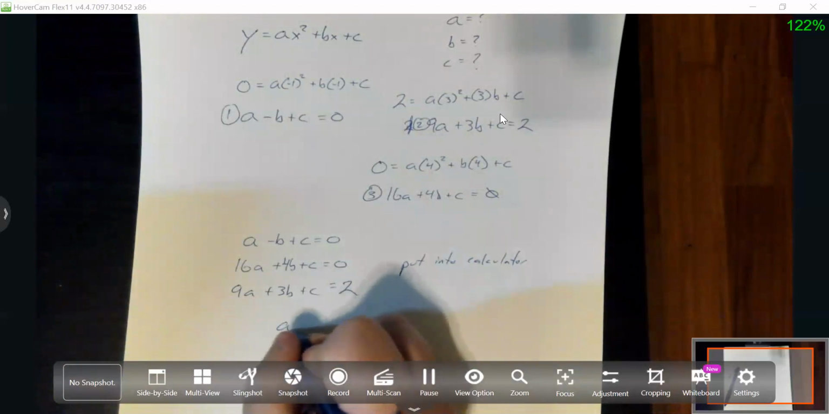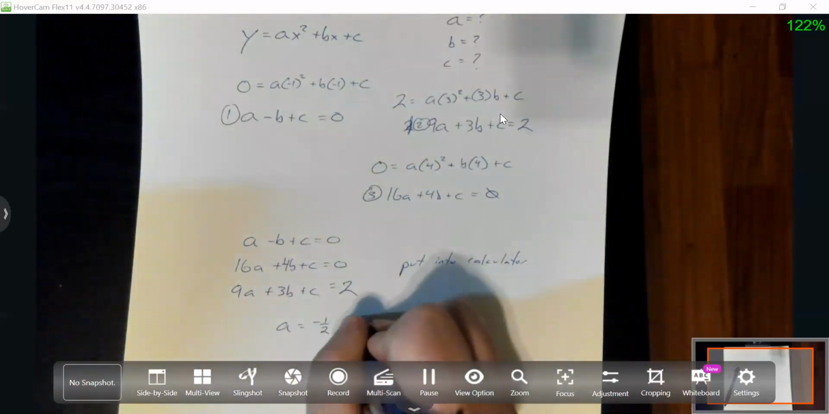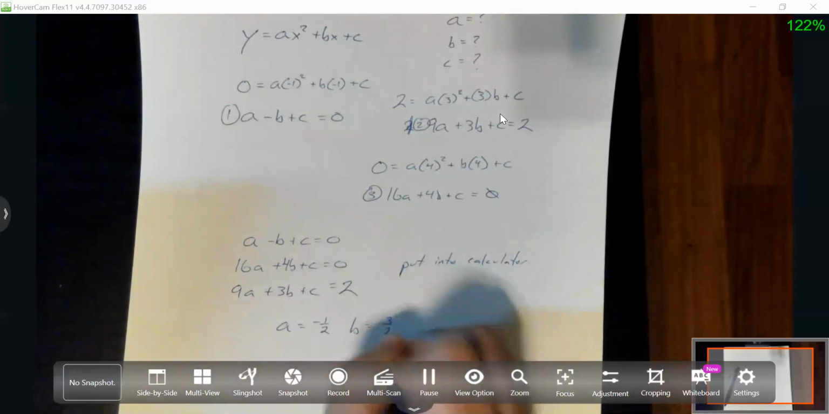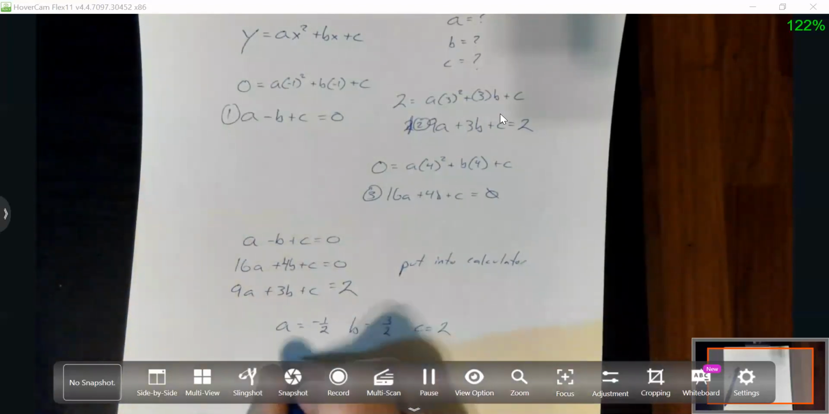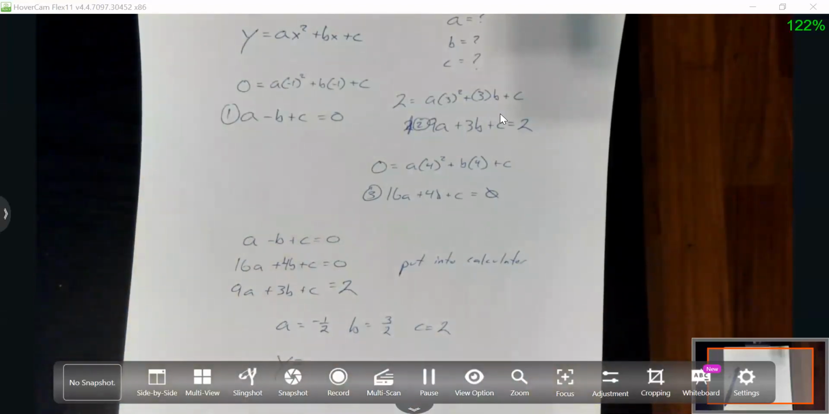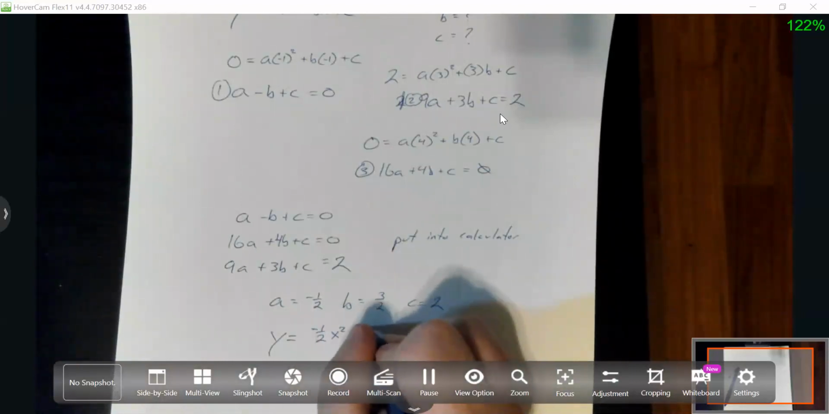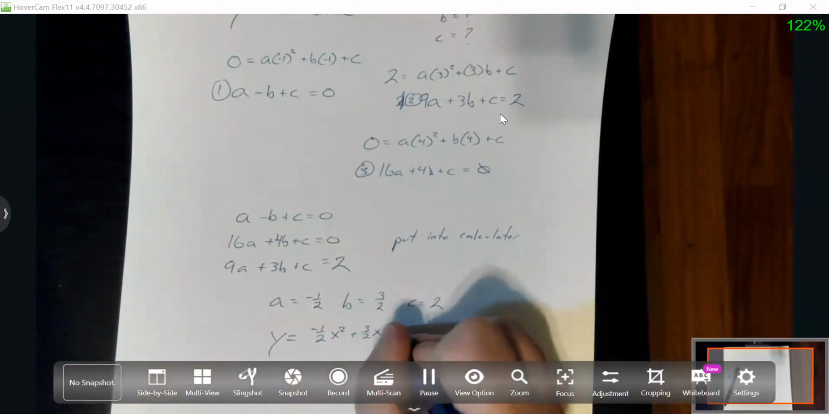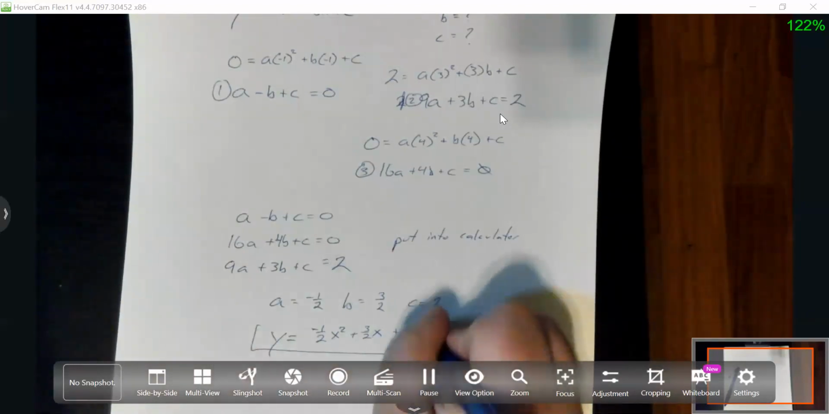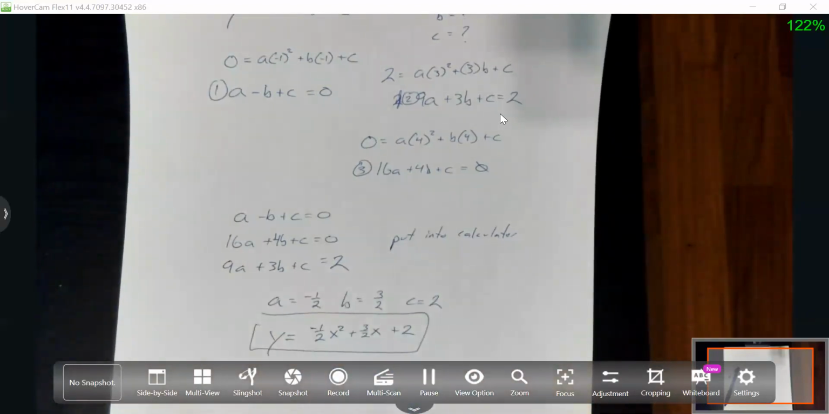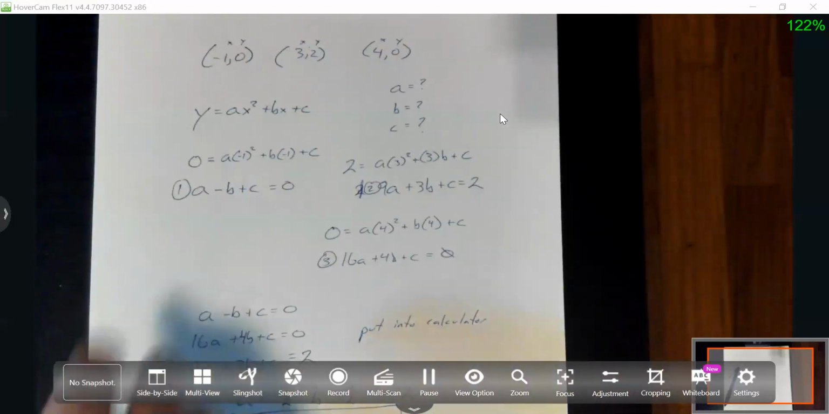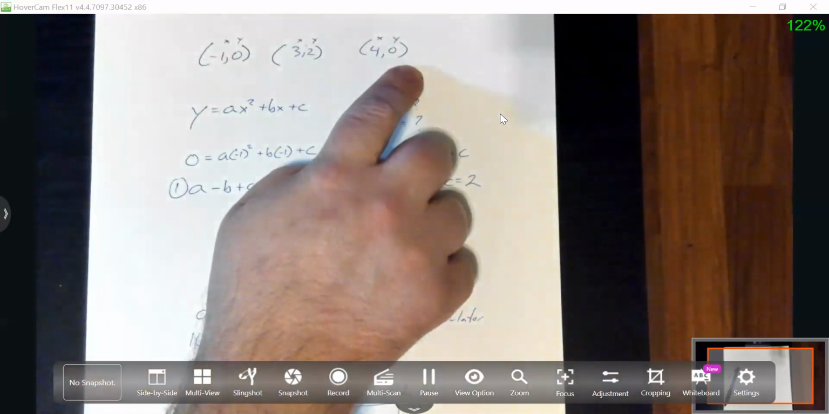And we get that A would have to equal -1/2, B would be 3/2, and C would be 2. So my equation then is y equals -1/2 x squared plus 3/2 x plus 2. That's the equation of the parabola that passes through those 3 points. So looking over it again from the top, we have 3 generic points.